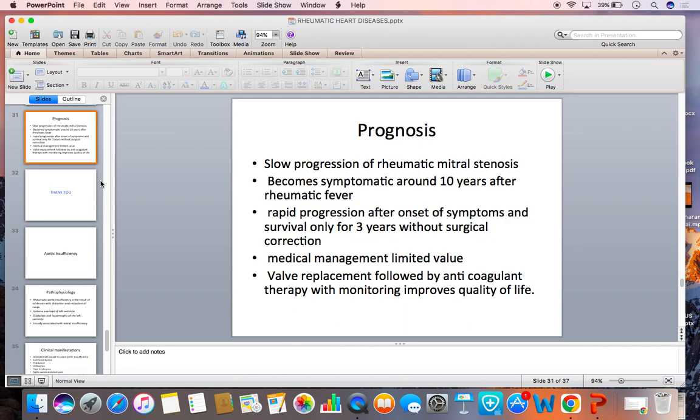And so the medical management helps only to relieve the pulmonary congestion and give temporary improvement. But surgical intervention is mandatory in order to improve the lifespan. Valve replacement followed by anticoagulant therapy with monitoring improves the quality of life. This is the treatment of choice nowadays with the availability of prosthetic replacement surgery.